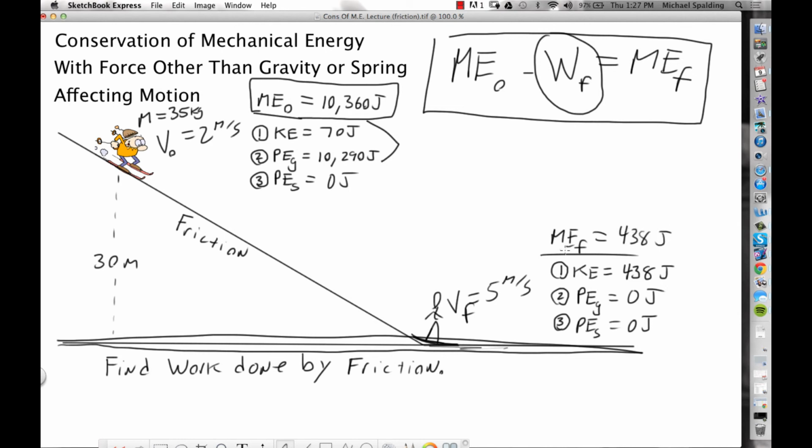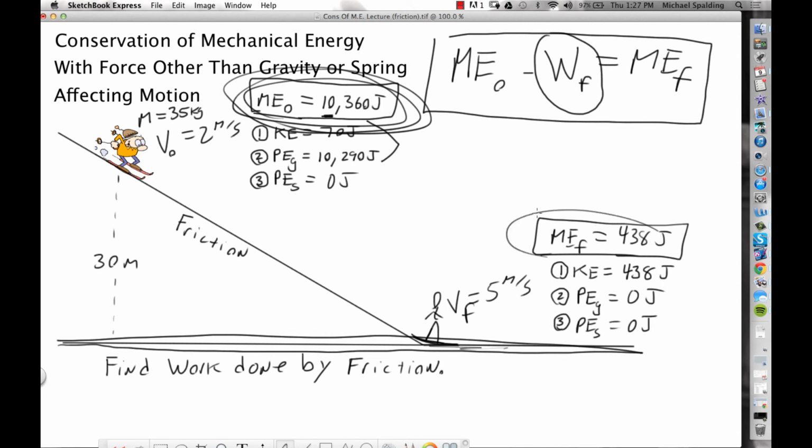438. Ba-bam. If this were money, you'd be pissed. You'd be mad. At the top of the hill, if you started with $10,000 in your pocket, and then at the bottom you had $400, you'd be like, what happened to all my money? Right? Wall Street. Huh? It's called Wall Street. Yeah, Wall Street happened.